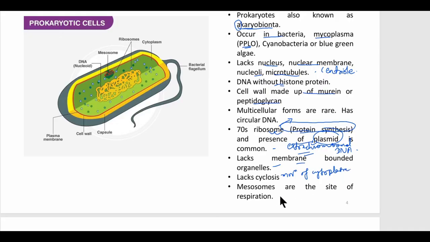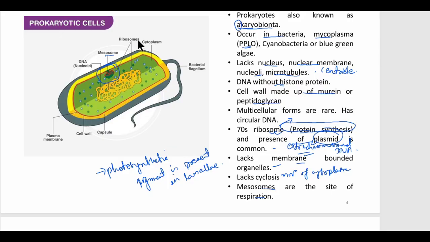Likewise, mesosomes are the site of respiration in case of prokaryotic cells. And in the prokaryotic cell, the photosynthetic pigment is present in lamellae. This is also an important point. Now, these are the things that are inside the prokaryotic cell. The mesosomes are the enfoldings that are used for respiration.